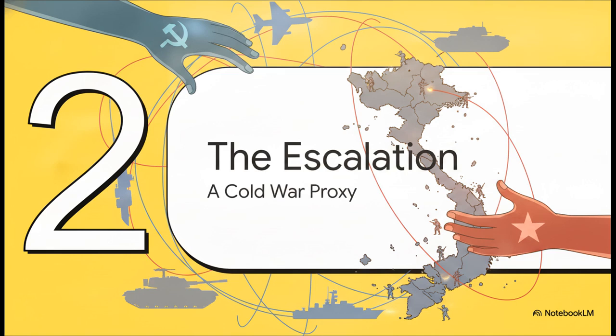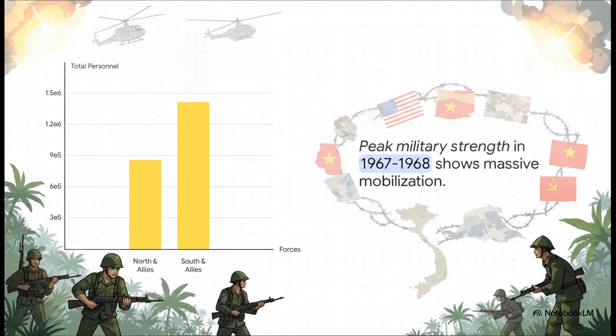Part 2. The escalation into a Cold War proxy. The sheer scale of militarization here is just staggering to think about. By the peak of the conflict, right around 1967 to 1968, South Vietnamese and Allied forces combined swelled to over 1.4 million personnel. They were mobilized to counter a deeply entrenched communist force of roughly 860,000 fighters from North Vietnam and the Viet Cong. So what started as a war of national liberation rapidly morphed into a deadly proxy war between Cold War superpowers. It literally pulled millions of soldiers onto the battlefield.